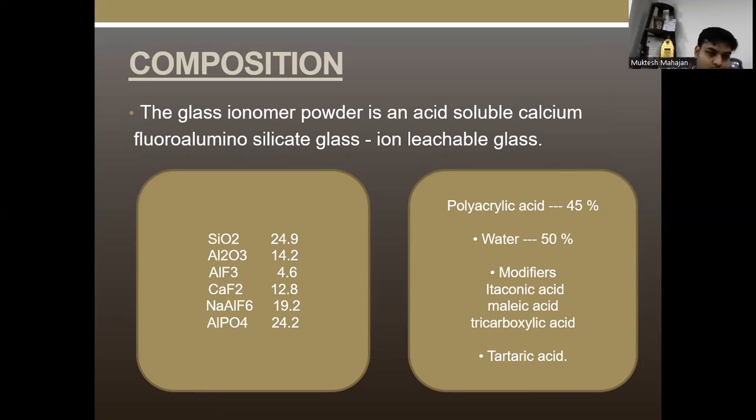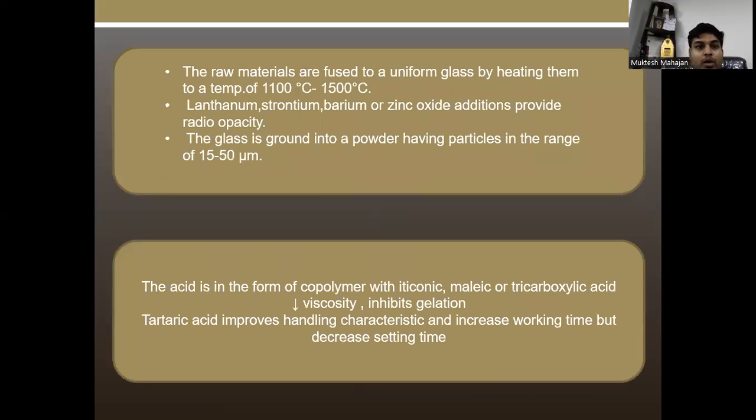The liquid used in this is polyacrylic acid 45%, water 50%, and modifiers added, itaconic acid, maleic acid, tricarboxylic acid, and tartaric acid. Raw materials are fused to a uniform glass by heating them to a temperature of 1100 to 1500 degrees Celsius. Lanthanum, strontium, barium, and zinc oxide additions provide radiopacity. The glass is ground into a powder having particles in the range of 15 to 50 microns.